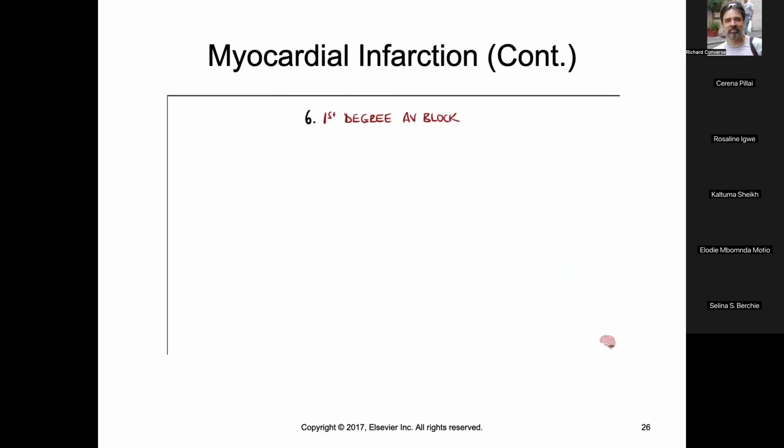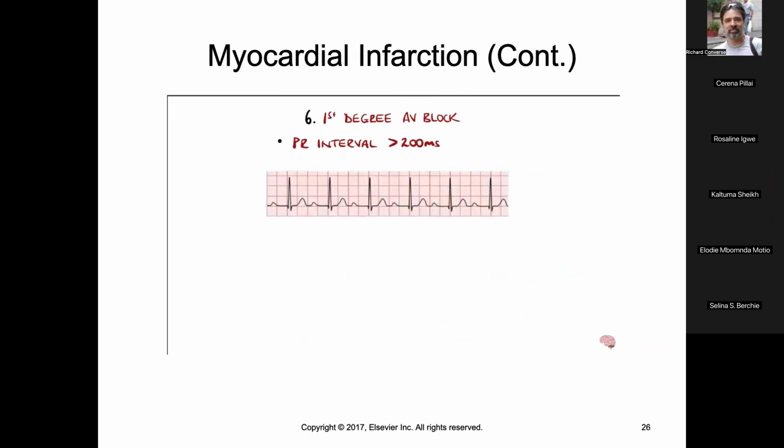First degree AV block is due to slowed conduction through the AV node, shown by a prolongation of the PR interval beyond 200 milliseconds. In general, this is a fairly benign finding, but can in some instances progress to higher degree blocks.